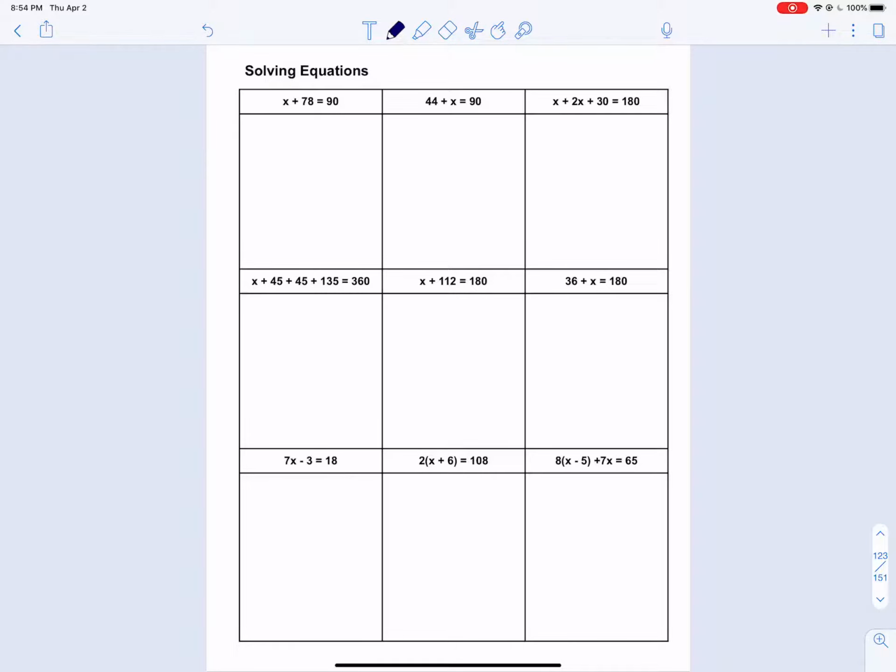Okay, solve the equations. I'll do a couple, and the rest you should know how to do. We've done this a lot. It's just basically combining like terms and then add or subtract to get our variable. So the first two are pretty much the same. So we have x plus a number equals another number. We're just going to subtract whatever number is on the x side. Subtract that on both sides. And then that's our solution.